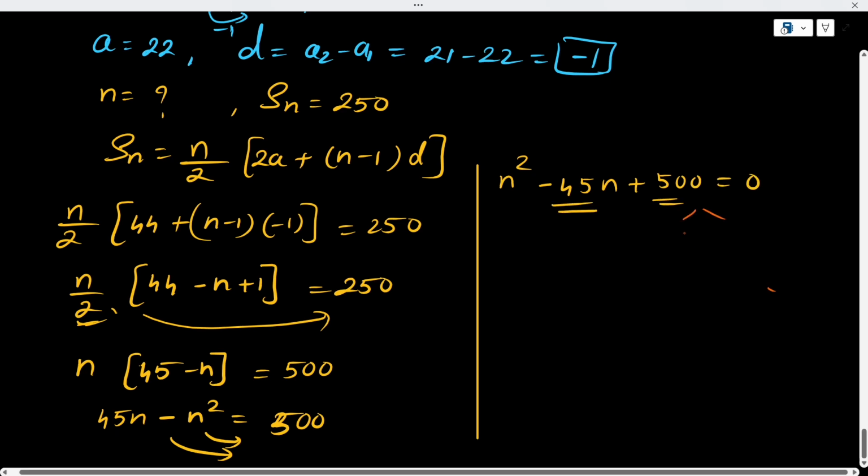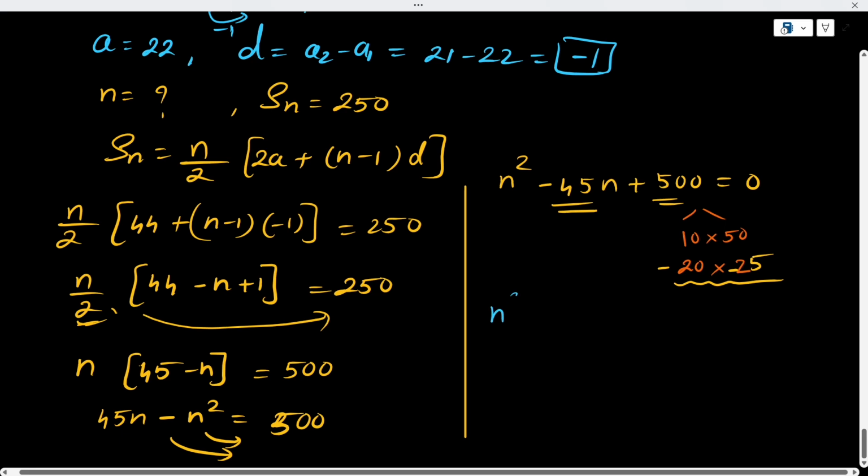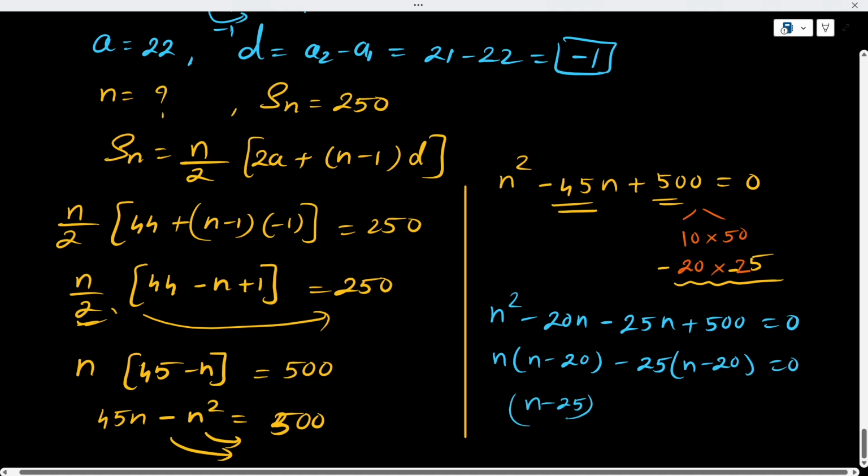Now take slightly bigger factors here because I know it's a big number, and the sum is also big. So it's divisible by 5 again. These are the factors, they both will be negative here. So how are we going to do here? n square minus 20n minus 25n plus 500 equals 0. n is common, n minus 20 and minus 25 is common: n minus 25 times n minus 20 equals 0. Then here n can be 20 or 25.